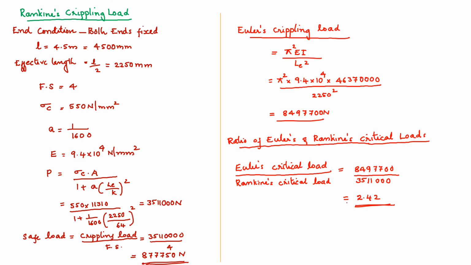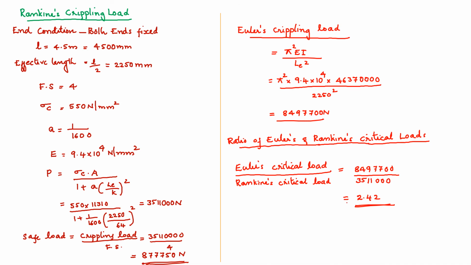Next, we can find out the Euler's crippling load, which is given by pi square EI by LE square. The value of E is given as 9.4 into 10 raised to 4. Then substituting these values, Euler's crippling load is 8497790 Newton. Here also we can find out the safe load by dividing this crippling load by factor of safety.